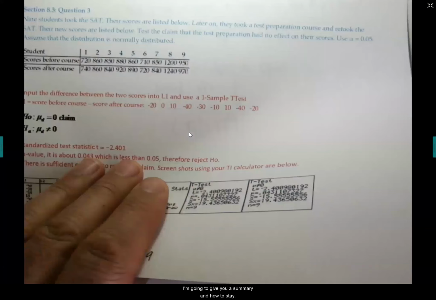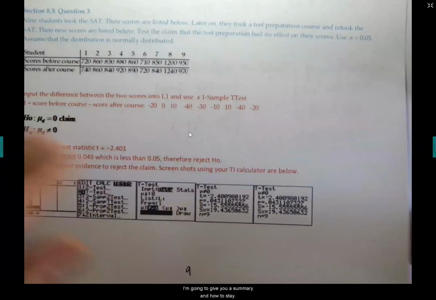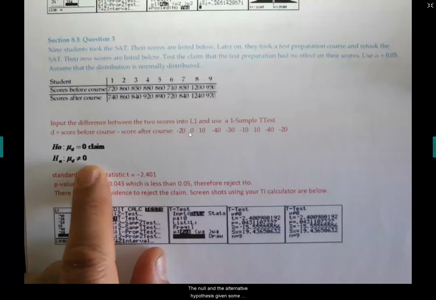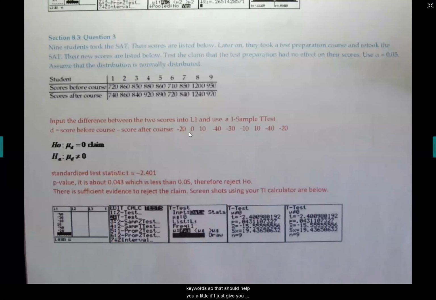So this is another example pertaining to section 8.3. I'm going to give you a summary in how to state the null and the alternative hypothesis given some keywords. So that should help you a little if I just give you some keywords right here. I'll do that in a second.